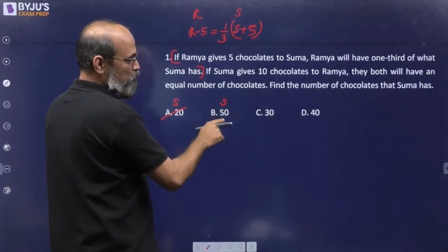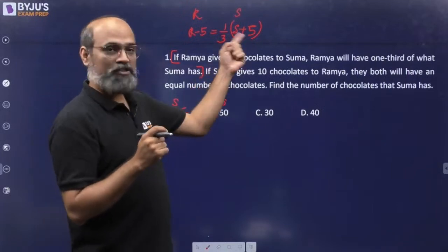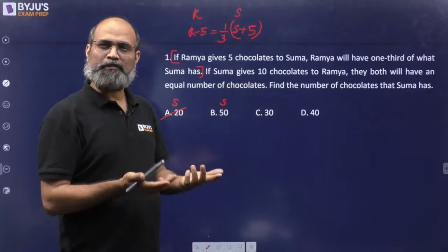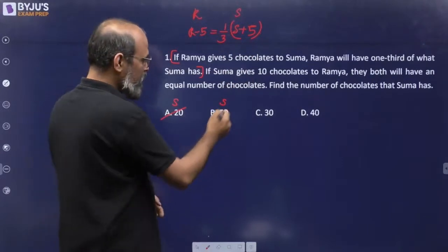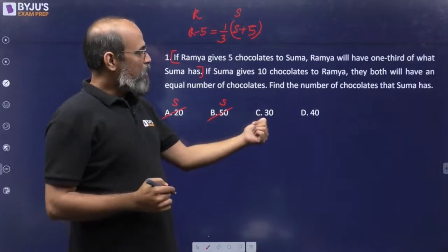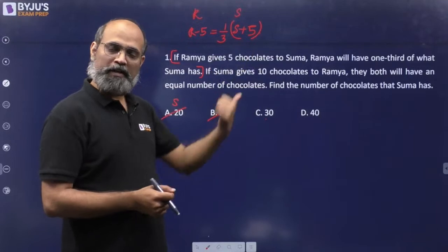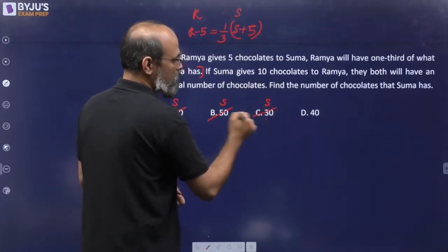Next, if Suma is going to have 50 chocolates, and if I put 50 instead of S here, we will have 50 plus 5, 55. Can 1/3 of 55 be calculated? No. Chocolates can't be in fractions, right? If I put 30 over here, 30 plus 5 is 35. 1/3 of 35, is it possible? No. So Suma can't have 30 either.